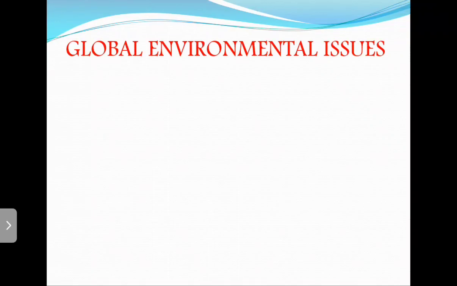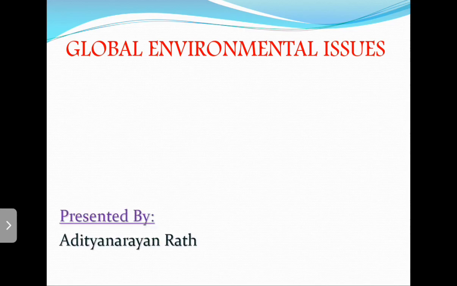Today we'll discuss the global environmental issues. Nowadays, whatever activities we are doing for our comfort, like development of the industrial sector, development of our buildings, deforestation, and we use a lot of plastic, which is a non-biodegradable substance, and many more activities we do for our comfort. If we see directly, it impacts our environment.